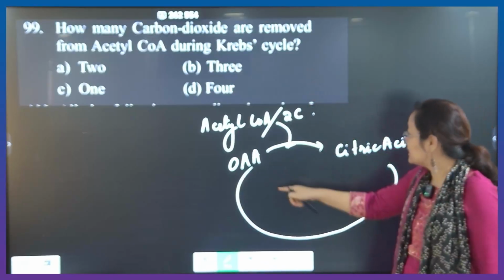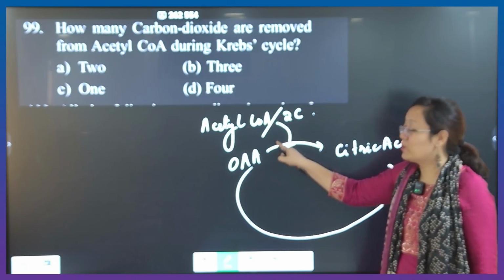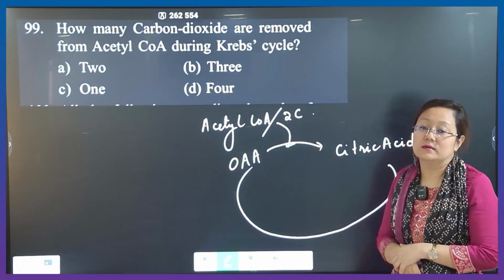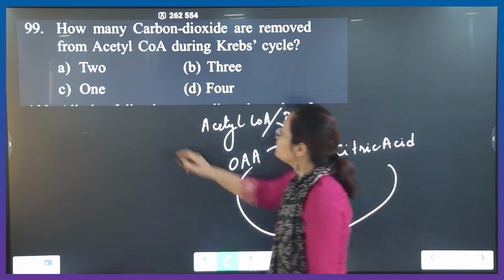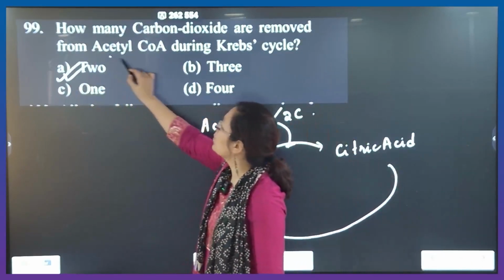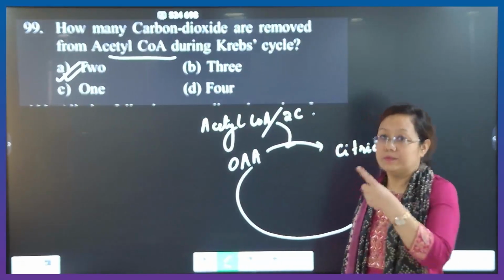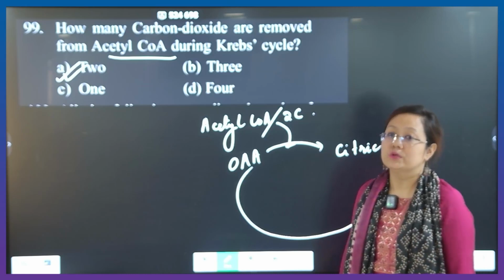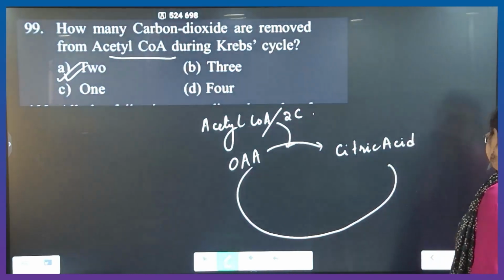क्रेब्स साइकिल के अंदर यहाँ से कितना कार्बन डाइऑक्साइड रिमूव होता है? When this will enter, how many times decarboxylation occurs inside the Krebs cycle? There will be 2 times. तो आंसर will be 2, क्योंकि ये 1 मॉलिक्यूल का पूछा है, 1 एसिटाइल कोएंजाइम ए का. So एक राउंड ऑफ क्रेब्स साइकिल में there will be 2 times decarboxylation. तो आंसर will be A.